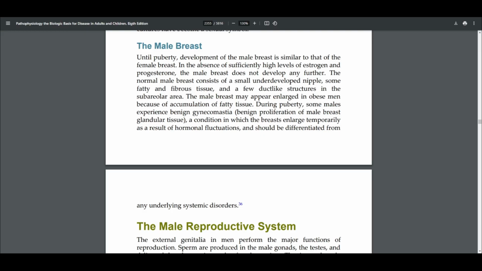During puberty, some males experience benign gynecomastia, a condition in which the breasts enlarge temporarily as a result of hormonal fluctuations and should be differentiated from any underlying systemic disorders.